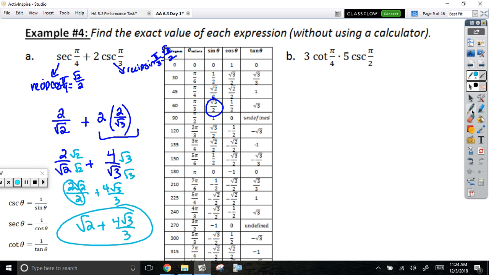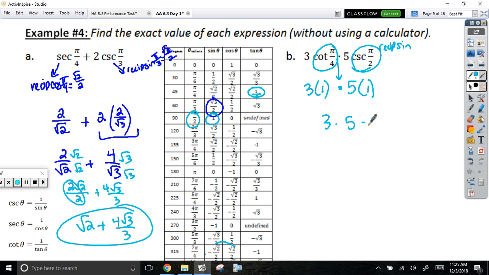Okay, next one, we have cotangent of pi fourths, which remember is the reciprocal of the tangent. So we're going to find the reciprocal of this. So flip that around, it still is 1. Now this time is cosecant. Cosecant, remember, is the reciprocal of the sine function. So we'll go to pi halves, go to the sine, flip that, and it's also just 1. So now we have 3 times 5, which is 15.